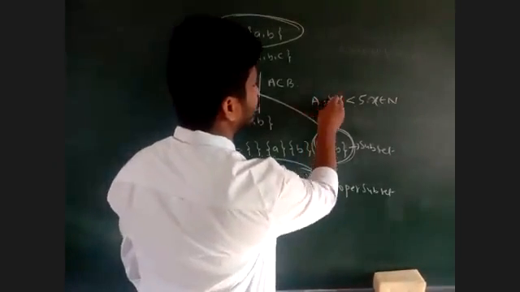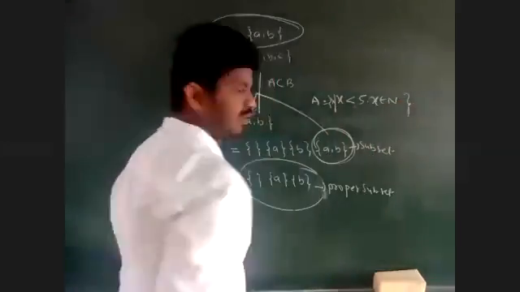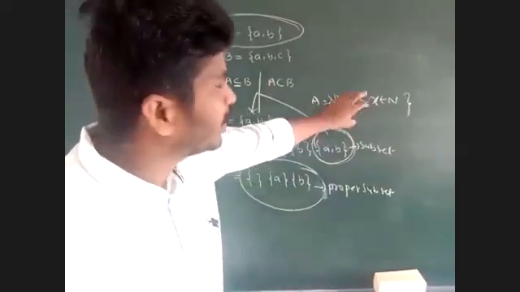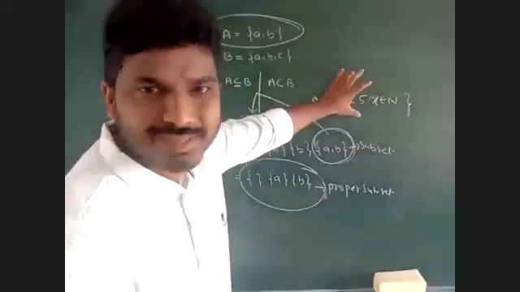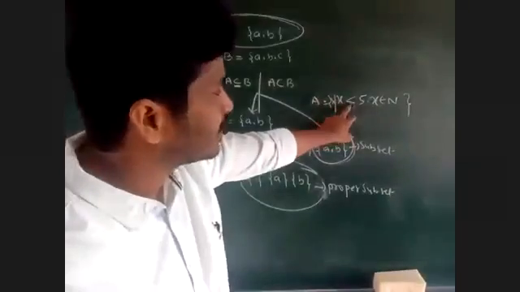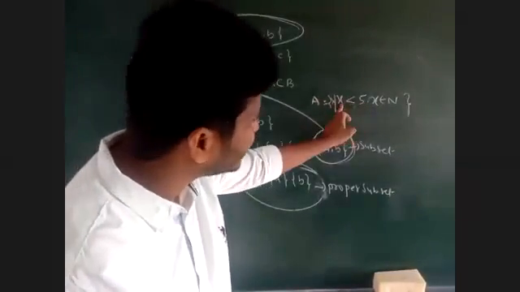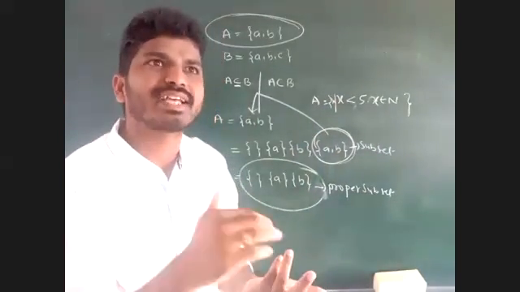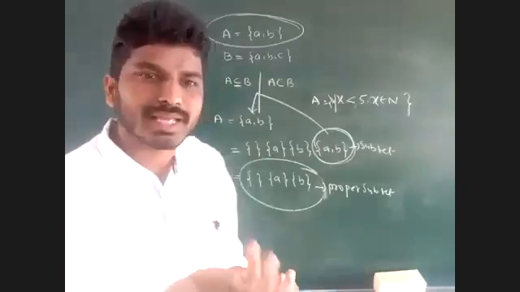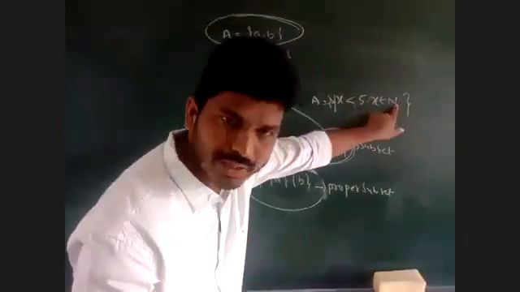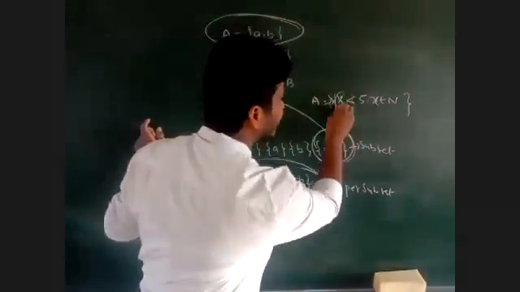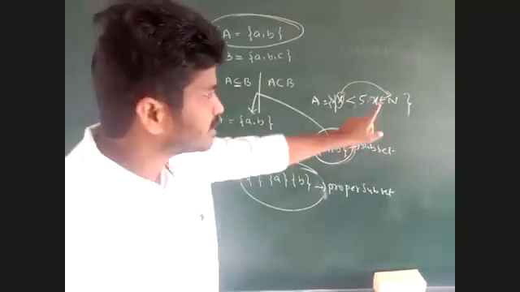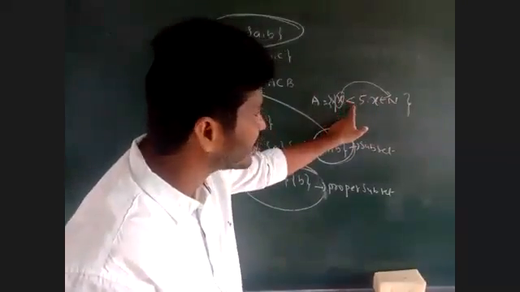Set A equals x such that x less than 5. Just for understanding purposes, I have taken this example. X such that x less than 5. What is meant by x? X belongs to natural numbers. This x stands for a natural number. So that's why natural numbers are less than 5.